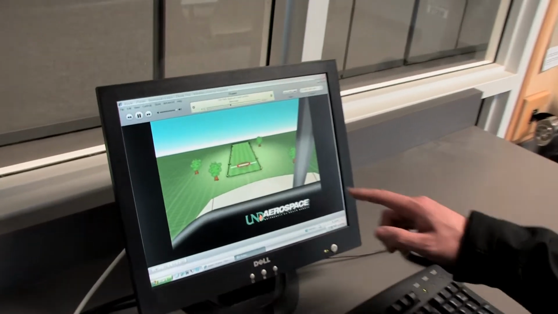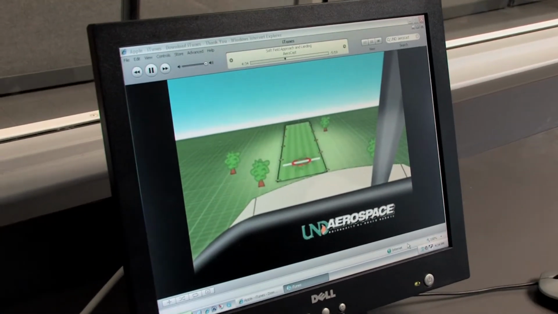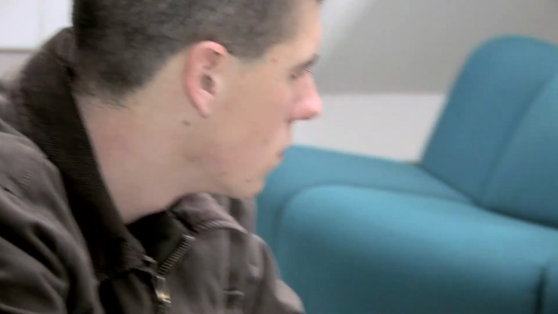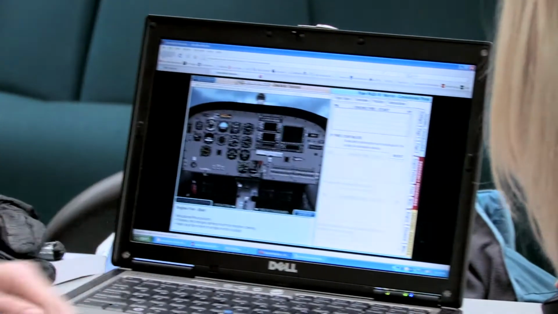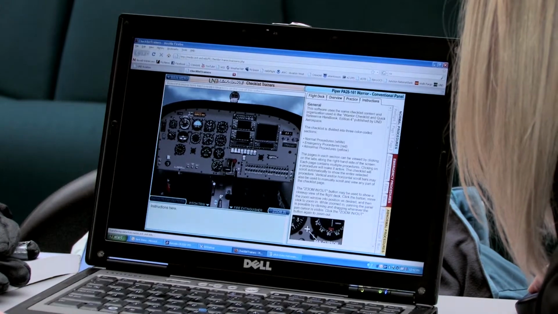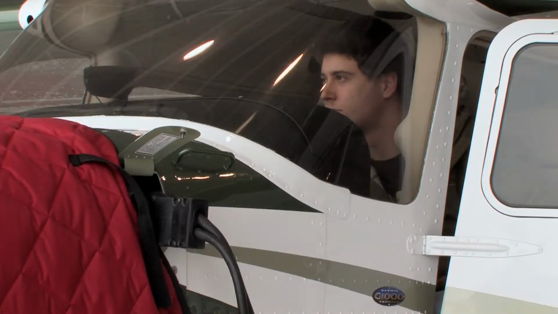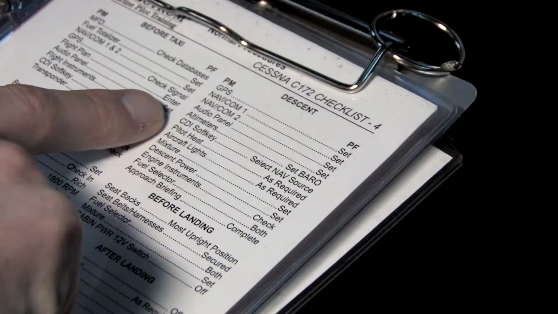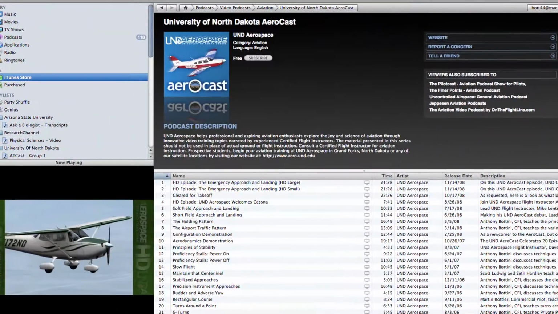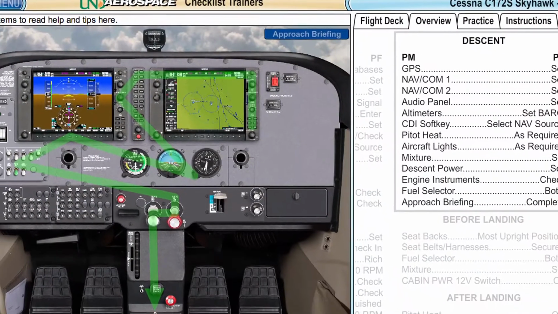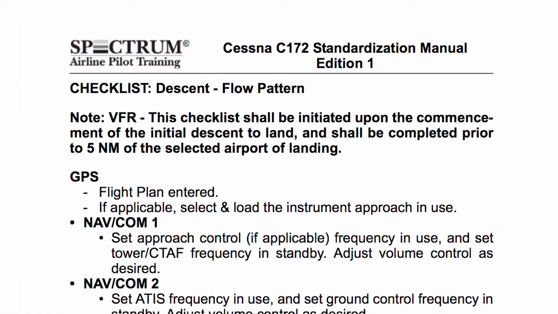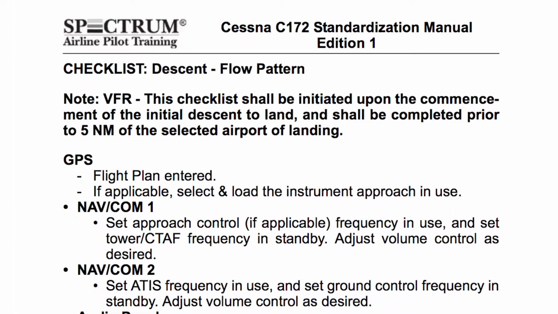Alright. Students are encouraged to utilize all available resources when practicing checklist procedures. Online checklist trainers allow you to practice checklists in a simulated cockpit environment. Wall posters, or simply sitting in the actual aircraft with a power card attached, are also an excellent means of practicing flow patterns. Using these resources in conjunction with the expanded procedures section of the Aircraft Standardization Manual will help you to master checklist procedures.